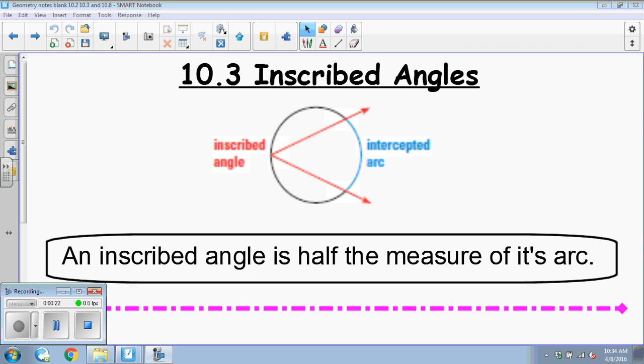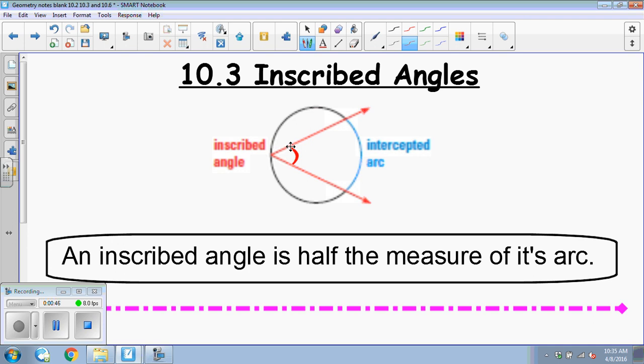It's a lot further away. Right? Its arc, because it's so far away, its arc is a lot bigger. And so if the inscribed angle, which is right here, let's say if this is 30, then this arc is 60. So if you're trying to find the angle, if they give you the arc, you have to divide it by 2 to get the angle. If they give you the angle, you have to multiply it by 2 to get the arc.